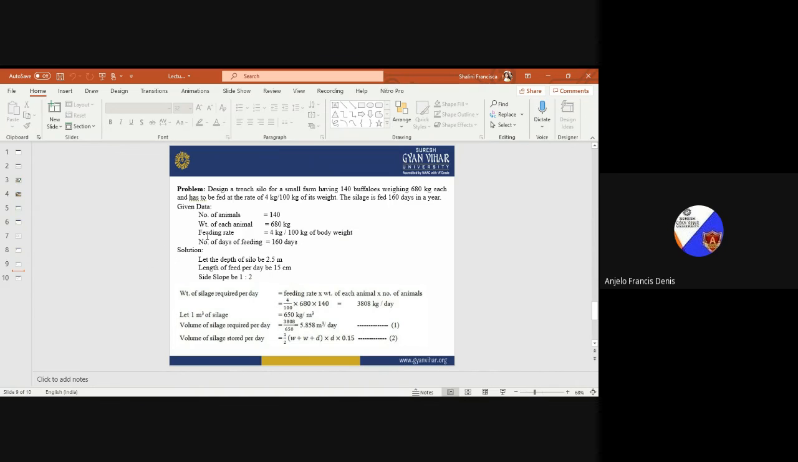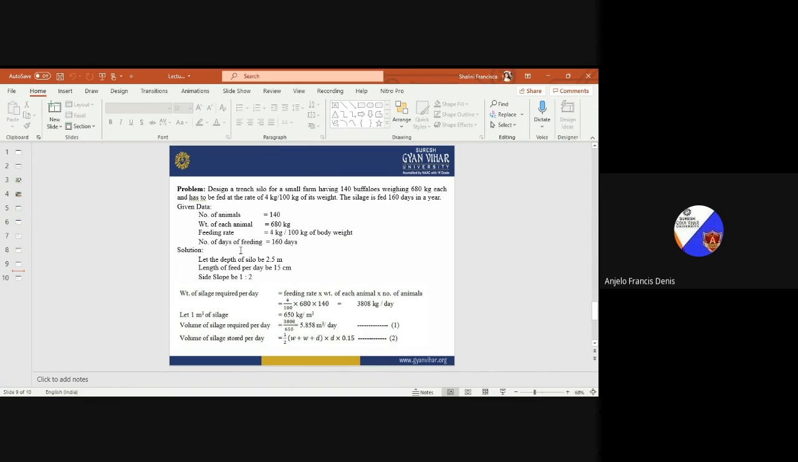So data is already given: number of animals 140, weight of each animal 680 kg, feeding rate 4 kg per 100 kg of body weight, and number of days to be fed is 160. So let's assume a few things: let the depth of silo be 2.5 meter, length of feed per day be 15 centimeters, and side slope is 1:2.